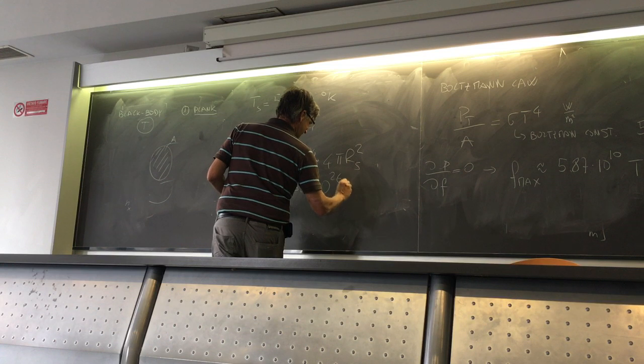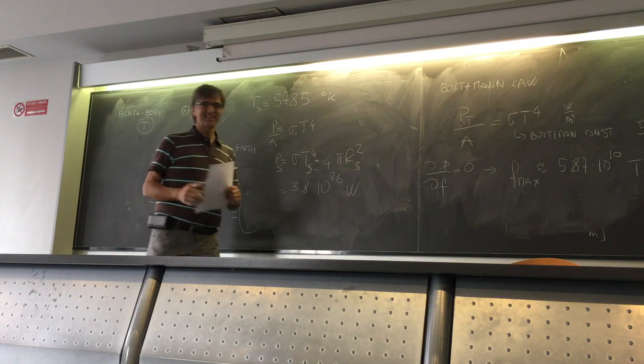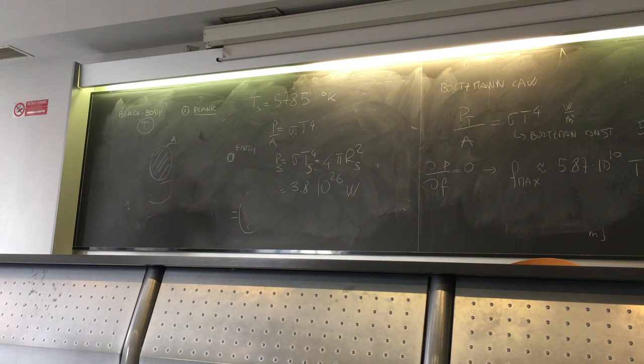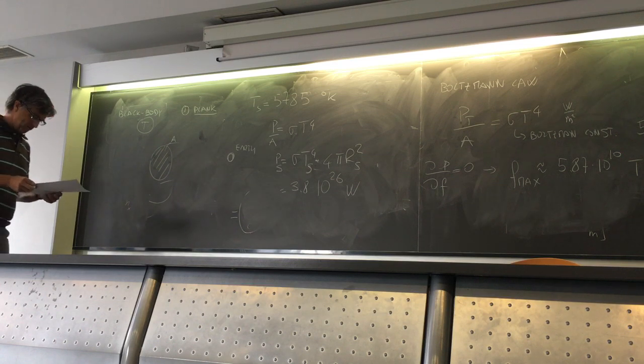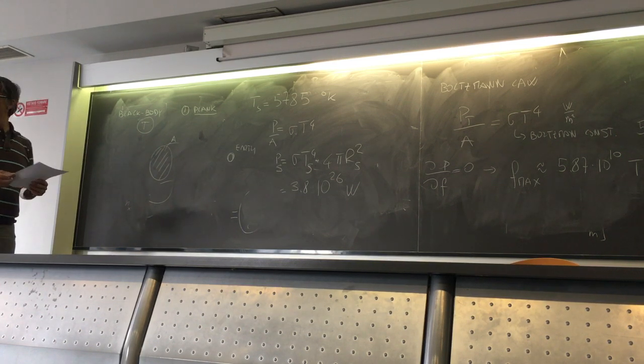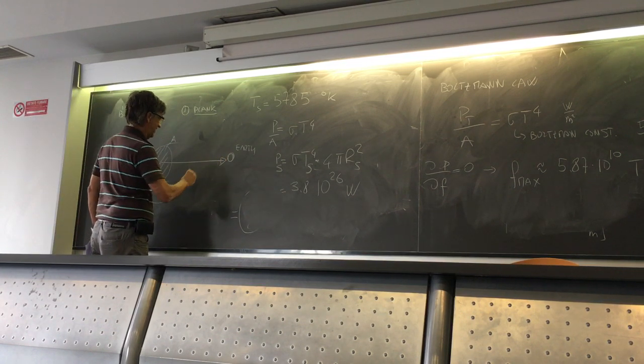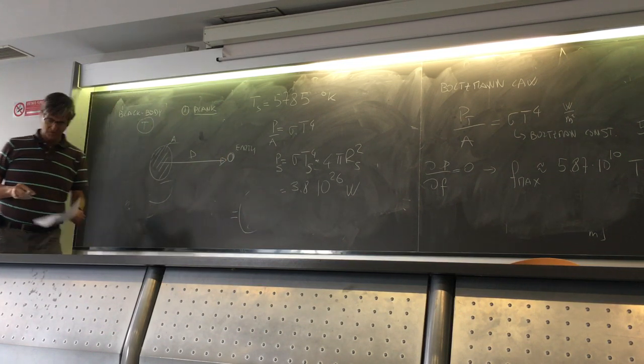It's a number, 10^26, that is billion of billion of billion. So the total power emitted by the sun is very, very big, but we are very happy that we are very far from the sun. So we are at a distance d.